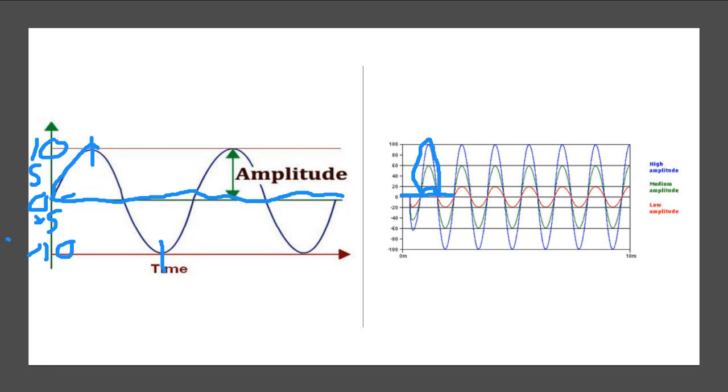The blue wave. Good. Hopefully that was an easy one. Everyone seemed a little hesitant to answer that one.